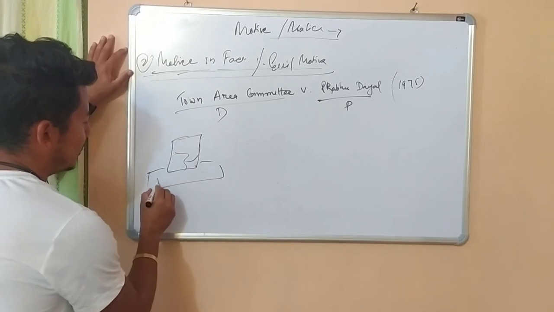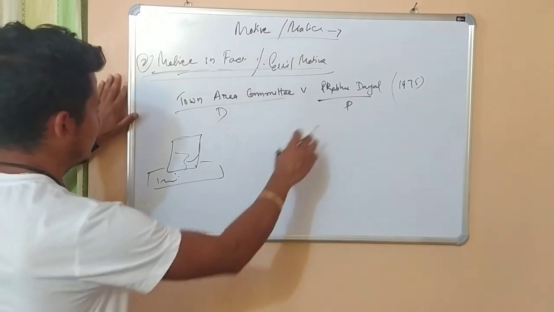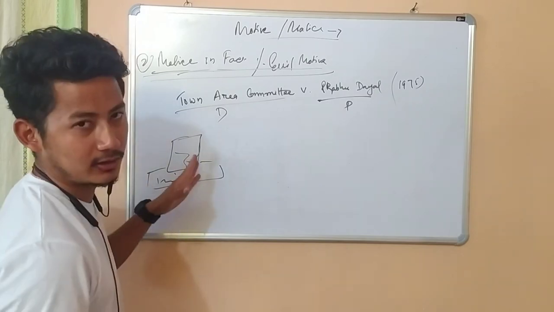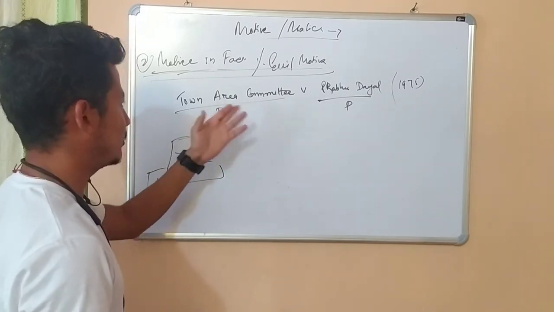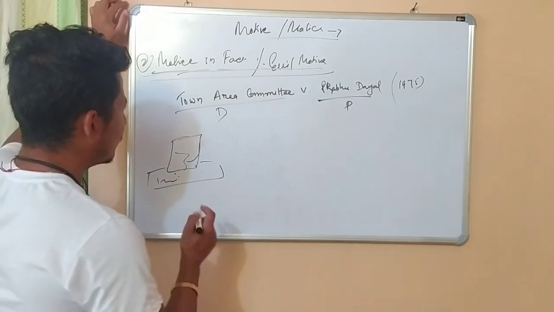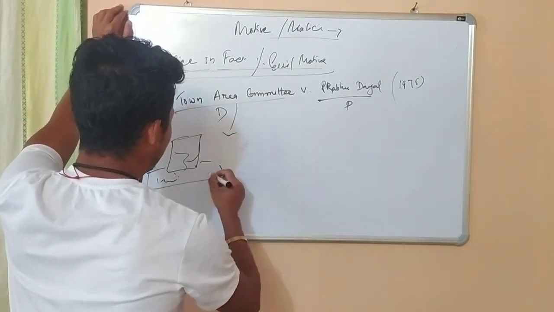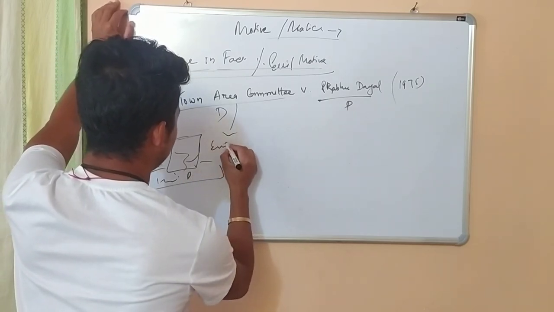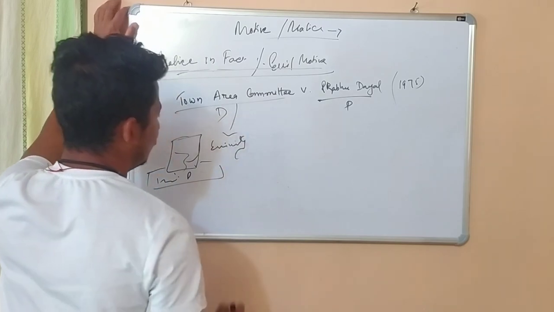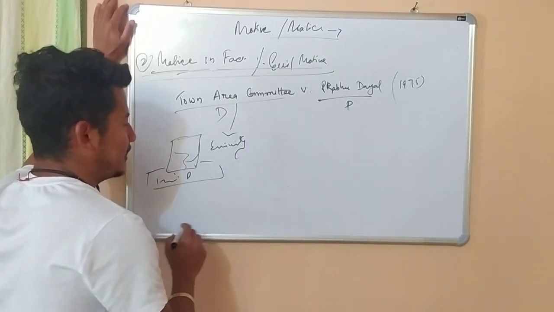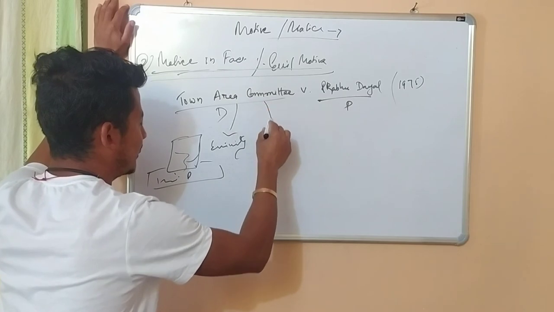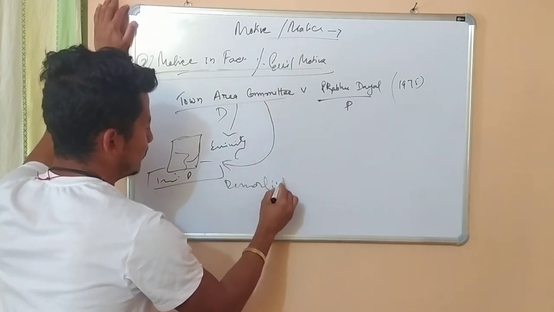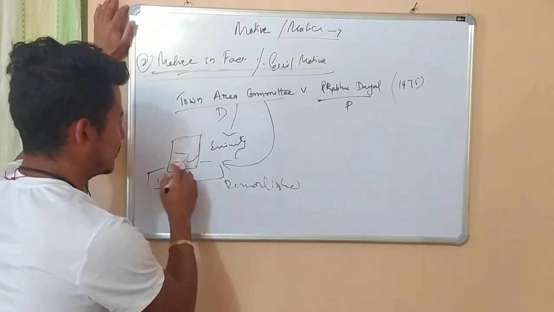There was illegal construction. Prabhudayal has a building, and that is illegal, illegally constructed, not according to the rules provided by the municipal corporation. So what happened? The head of the Town Area Committee happened to be an enemy of the plaintiff. So they have an enmity. So what did he do? The Town Area Committee demolished his construction.